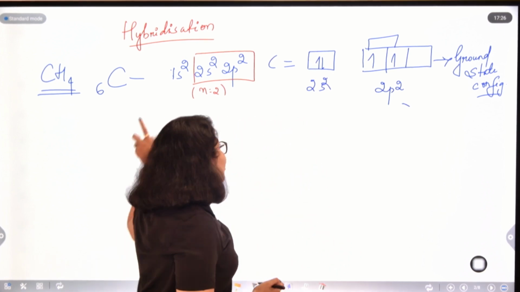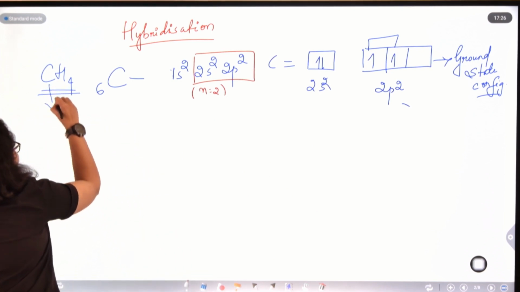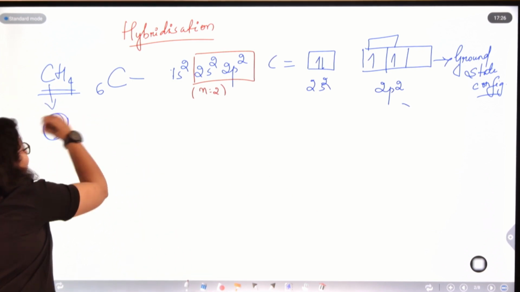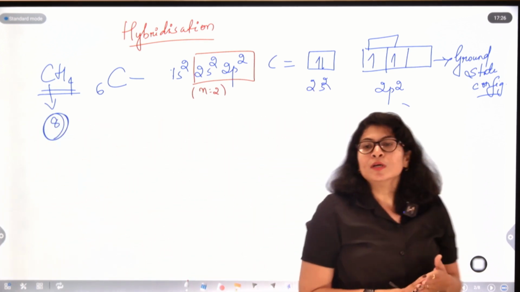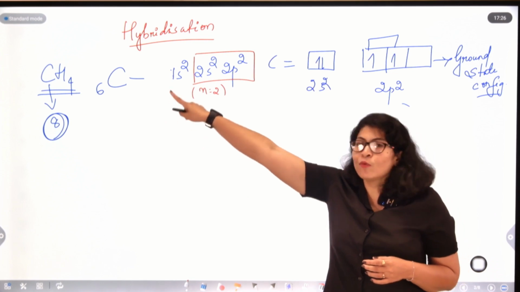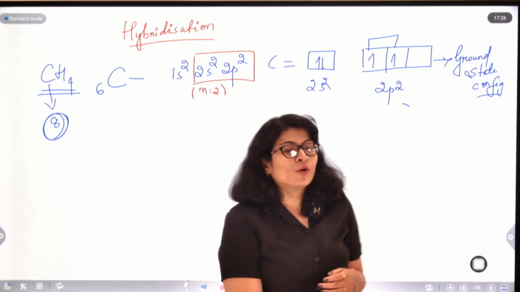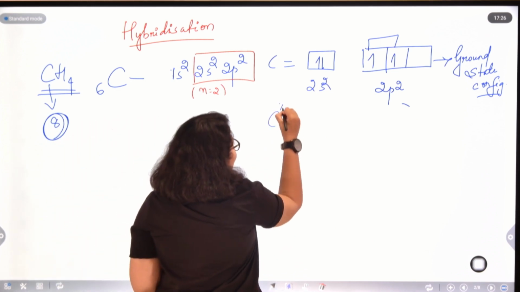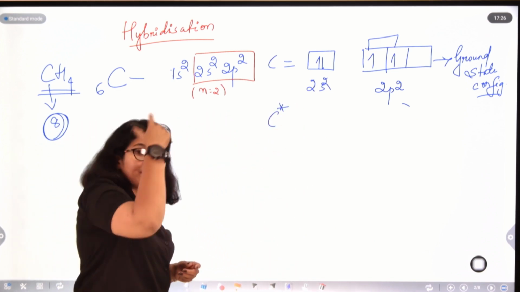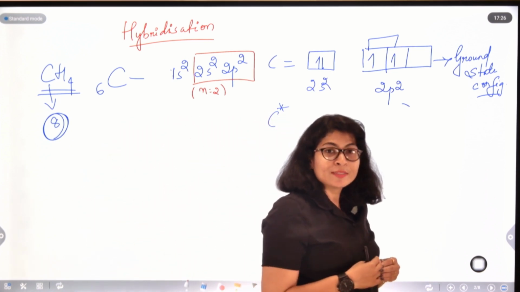But the carbon also has its own demands, right? The carbon also has to have 8 electrons in its outermost shell in order to complete its octet. So here, in order to bond with these 4 hydrogen atoms, the carbon has its own selfish motives. So what will it do? It will move to an excited state, right? A higher energy state, which is the excited state.